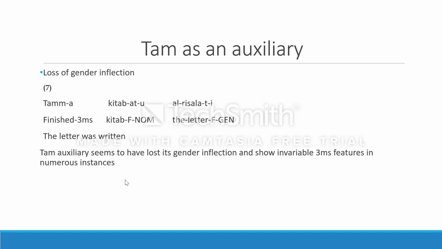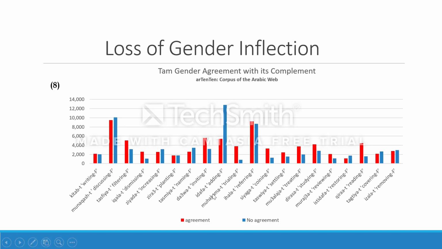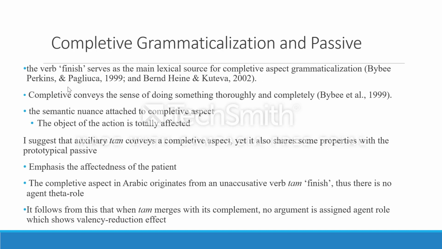To investigate this on a bigger scale, I used 20 feminine masdars to see whether tem in the periphrastic passive always agrees with the masdar's gender. This bar chart shows 20 feminine masdars and their occurrences with temmet with agreement and temma without agreement. Now, as you can see here, the number of instances with feminine agreement on the auxiliary and those without is pretty close. However, we can see some difference in, for example, this masdar idafa, adding with feminine marker. So this conclusively, I think, shows that the verb has actually auxiliarized.